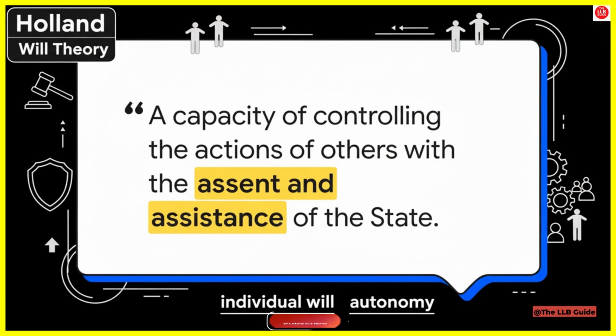And for a different angle, let's look at Holland. He sees a right as a capacity to control what other people do, all backed by the power of the state. This definition really emphasizes individual will and freedom, the power to make other people either do something or not do something. And this perspective is the cornerstone of the other major theory, the will theory.